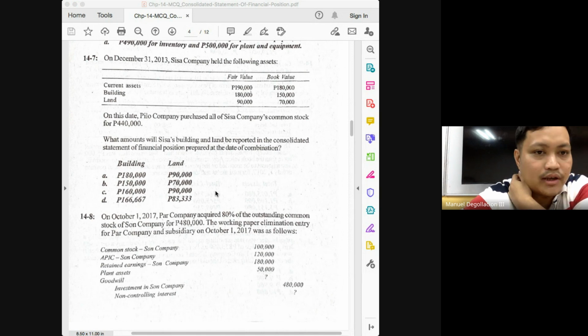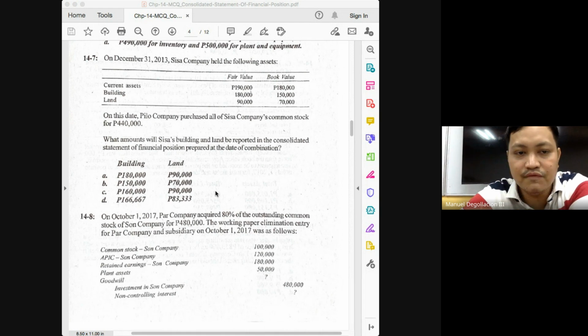460, class. And then you're given the consideration of 440, there's a difference of 20,000. In case it will be asked, there's a resulting gain on acquisition amounting to 20,000. At this point, you don't even need calculators just to solve for resulting goodwill or gain.